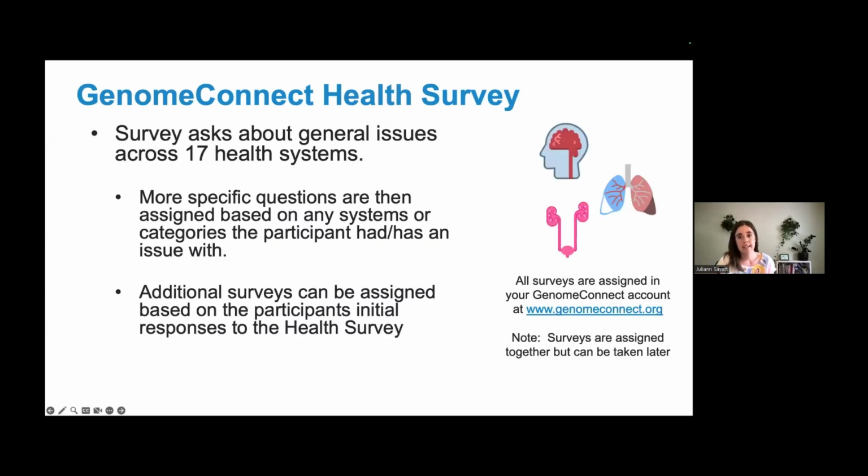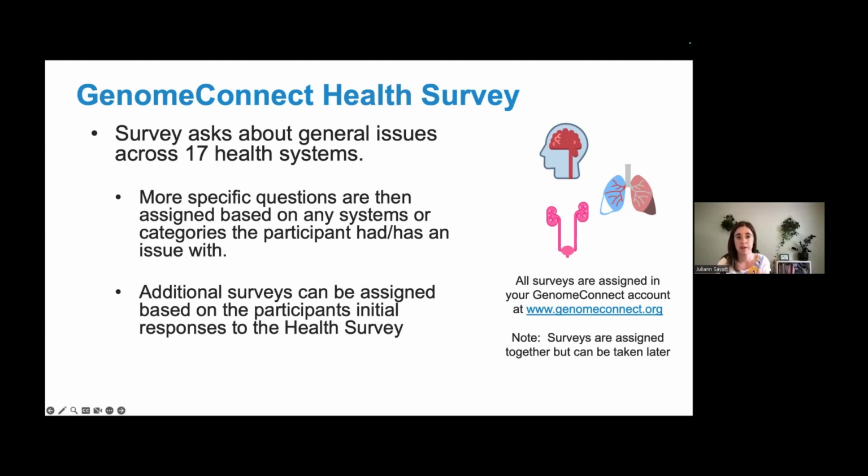So after consenting, the next steps are to complete a health survey and upload a copy of the genetic test report. So in terms of the health survey, because GenomeConnect is not gene or disease specific, we start with a general health survey that's really trying to get a complete picture of health kind of across the body. So some individuals might say, well, I had cancer genetic testing and you're asking me about my heart health. This is really intended to get a complete picture on our participants.